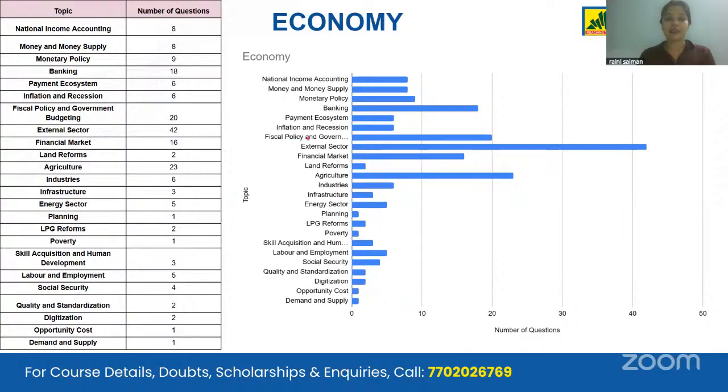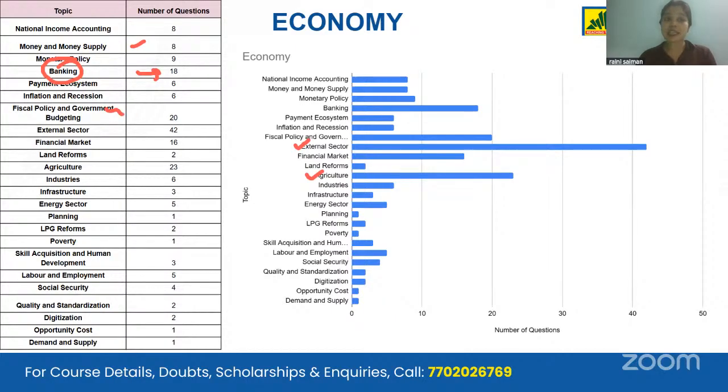And if we see the bifurcation, then we will see the external sector is the most type of questions which are asked. And then if we go, we have agriculture. Okay, we have a lot of topics. If we talk about topic wise, then we will see national income accounting is there, money and money supply is there. Again, banking becomes so important. See, 18 questions. Okay, banking becomes very important.